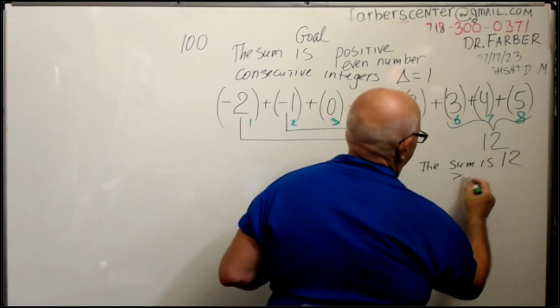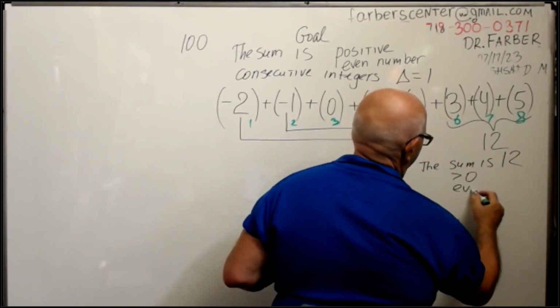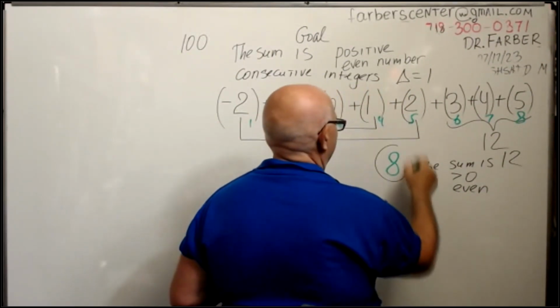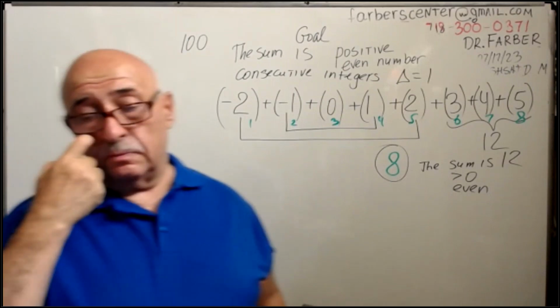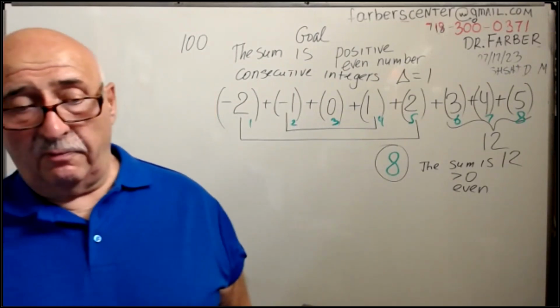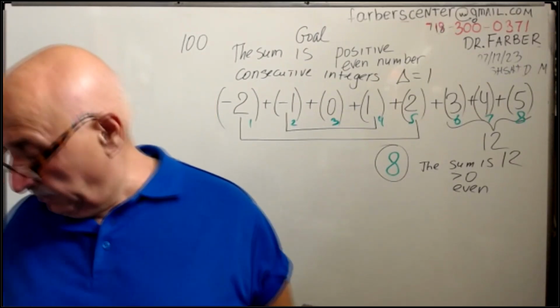Which is greater than 0 and even. Two criteria. The answer is 8. Who understands 100% up to this point? Typical question, SHSAT. Typical, not complicated.